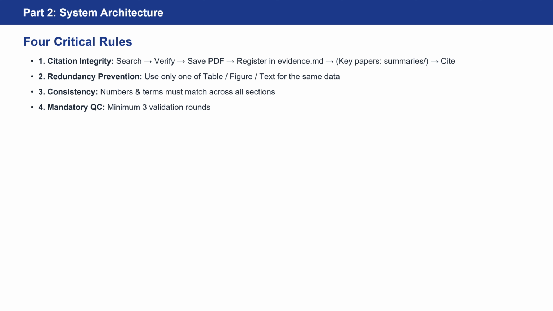These are the 4 ironclad rules. First, citation integrity. Search, verify, save the PDF, register in Evidence.md, and for key papers, add detailed summaries to the Summaries folder, then cite. Second, redundancy prevention. The same data shouldn't appear in table, figure, and text simultaneously. Third, consistency. Numbers and terminology must match across all sections. Fourth, a minimum of 3 QC rounds is mandatory.